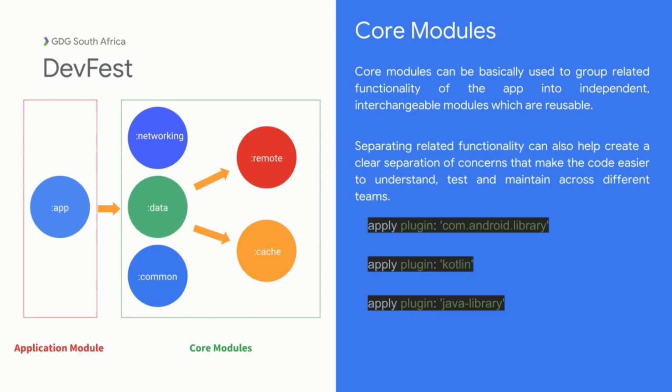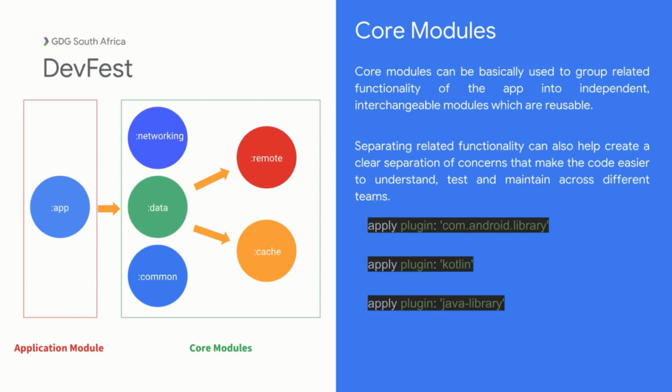Then we have core modules. I did mention a bit earlier on about core modules. A core module can be used to group related functionalities of the app into independent, interchangeable modules which are reusable. Let's mind that it has to be reusable, not particularly for your application. You need to be able to plug it out as well. Separating functionalities can also help create a clear separation of concerns that makes the code easy to understand, test, and maintain across different teams.